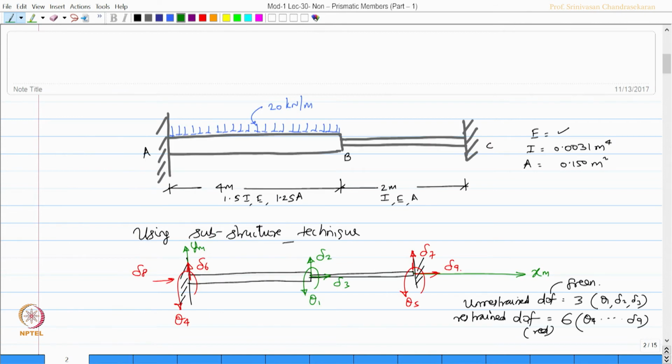We have assumed an internal hinge at the point of change in cross section or moment of inertia. Okay. So, we are dividing the structure into substructures as you have seen in figure 2. This is figure 2. This is the original figure, which is the original problem. Okay.